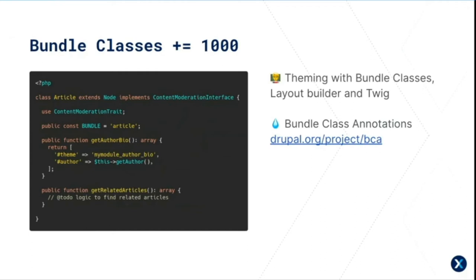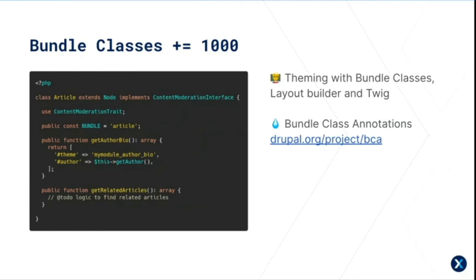And that allows you to define your business logic for your content types in their own classes. For example, an article might have a getAuthorBio method that's going to return a themed author bio that you can display. You can call it from a block plugin, from a Twig template, or wherever you want to display it.